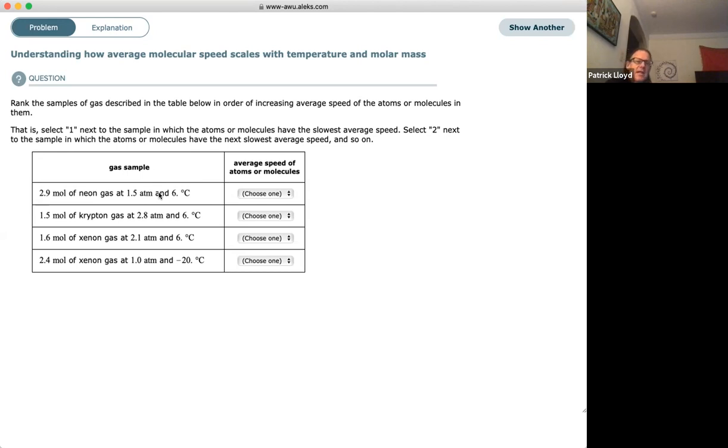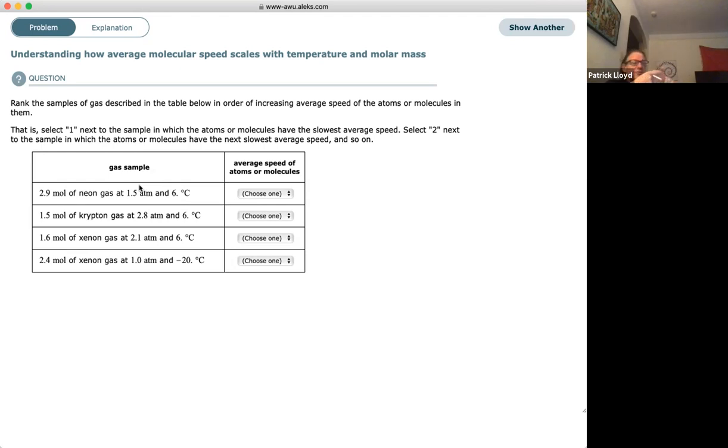Now, when you look at these problems, they're going to give you a lot of numbers, right? So, in theory, you could calculate the volume of the gas, because you've got moles, N, and the temperature is given. You could calculate the volume from the ideal gas law, PV equals nRT. But you don't need to do that here. All we're trying to do is figure out which one has the highest average speed.